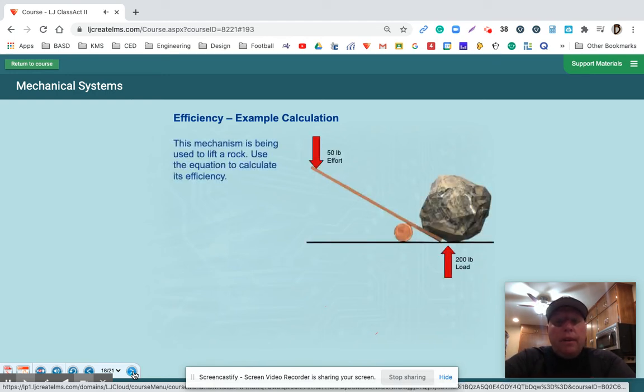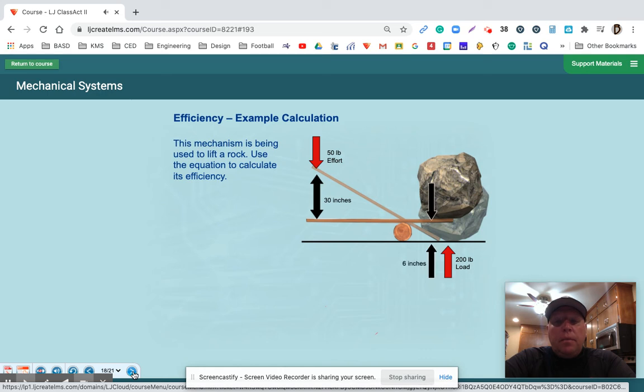Got 50 pounds of effort acting upon a 200-pound load. I am pushing it down 30 inches to lift it 6 inches. This mechanism is being used to lift a rock. Using the equation, calculate the efficiency. So I need some information, right? We remember that eta, or efficiency, is equal to mechanical advantage over velocity ratio times 100%. I need to know my mechanical advantage and I need to know my velocity ratio.